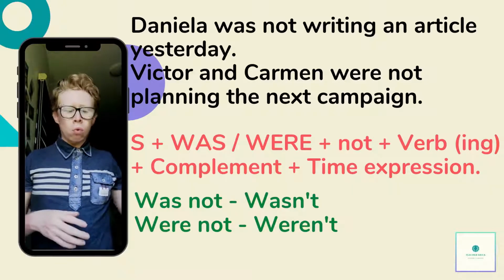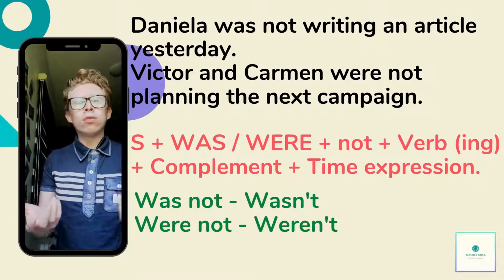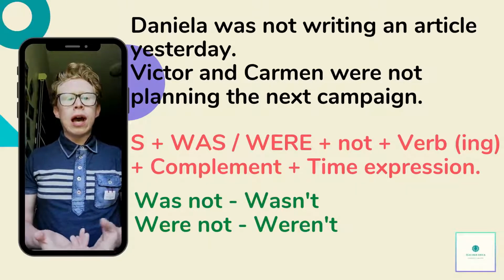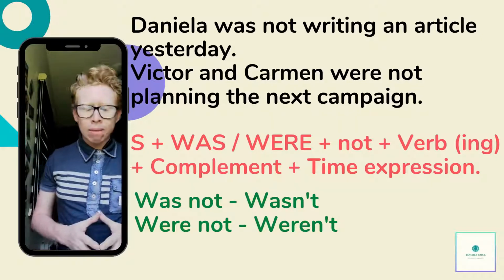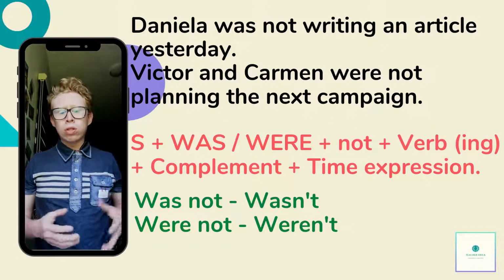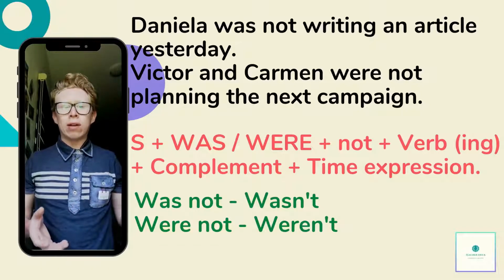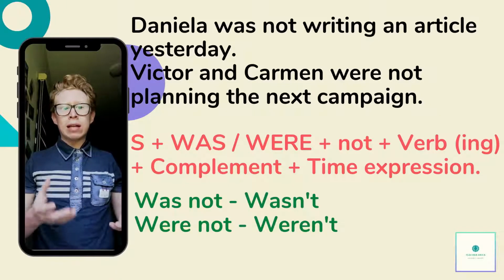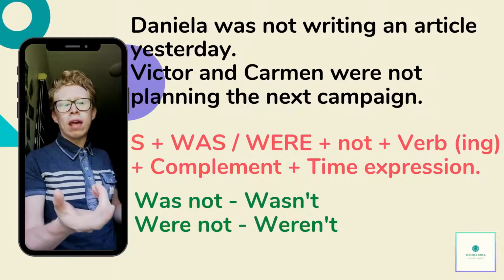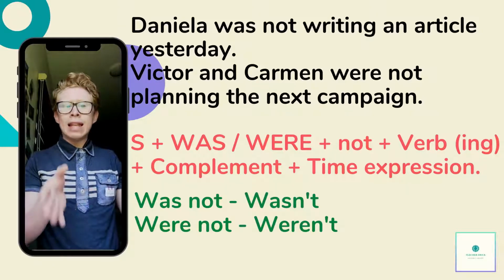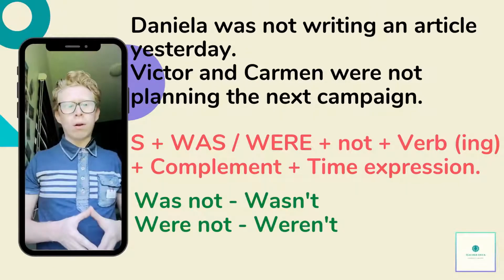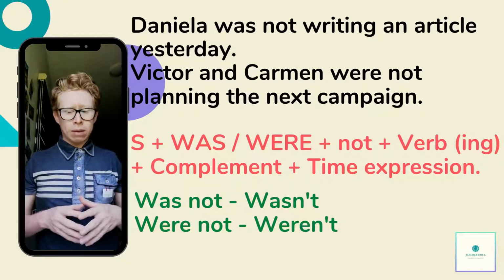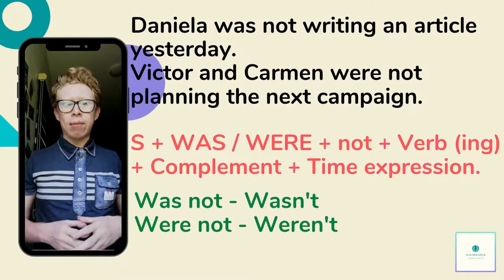Let's remember that was not can be contracted to wasn't, and were not can be contracted as weren't. So we can say, Daniela wasn't writing an article yesterday. So the only difference between the affirmative and the negative form is this specific part of the verb to be. We have to use this verb to be in the simple past in the negative form. The rest of the structure is basically exactly the same as in the affirmative form.